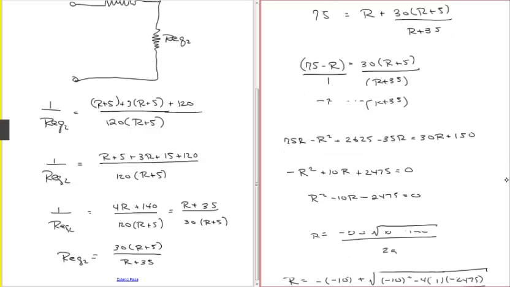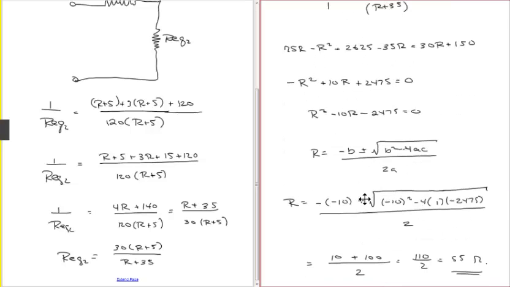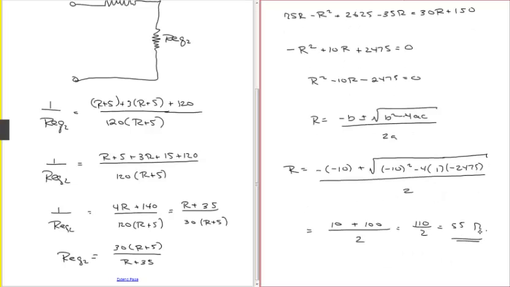I just plugged the numbers in, and I used the positive square root, knowing that there's only one real answer to this. There's not two real answers. The other one doesn't make physical sense. So I used the positive square root and ignored the negative square root, and I ended up getting 55 ohms. If I used the negative square root, I would get a negative resistance, which is physically impossible.